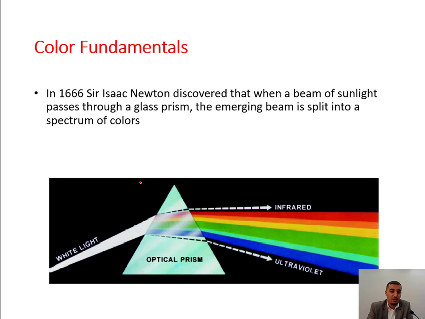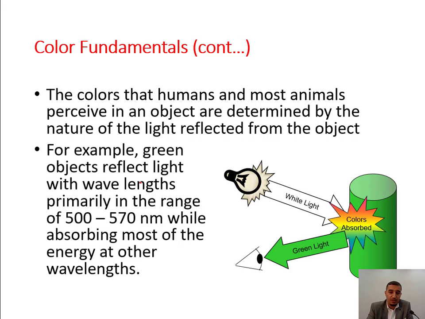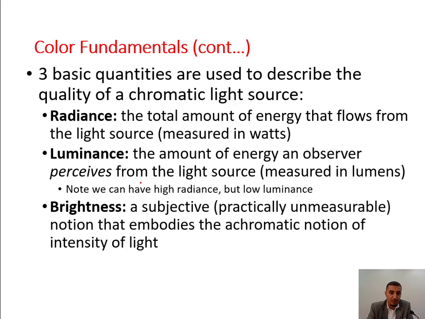So, the fundamentals of color: Sir Isaac Newton discovered that when a beam of light passes through a glass prism, it splits into different colors based on the wavelength of that color. The color that humans and animals perceive is determined by the nature of the light reflected by that particular object. So if white light hits a green object, it will reflect the green light. For example, green objects reflect light with wavelengths primarily in the range of 500 to 570 nanometers, while absorbing most of the other energies.